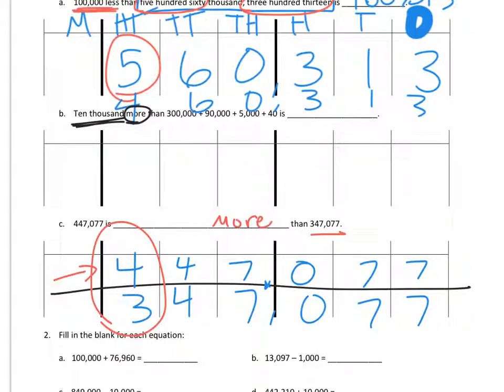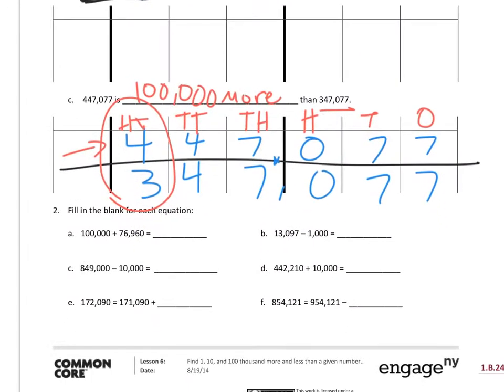So students are going to say it changed one digit. They should have written out the place values so they can see it. They can see that it changed by 100,000. It's 100,000 more, so they would write that here, 100,000 more. They can visually see it in the place value chart.